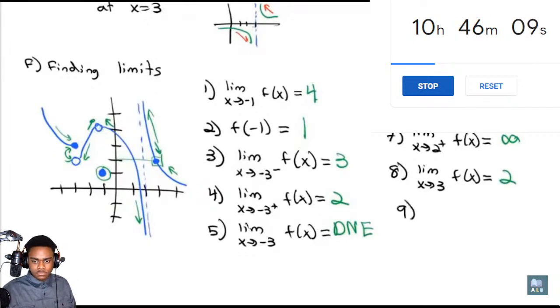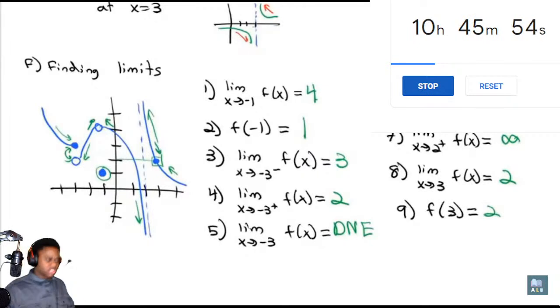And what you might also notice is the point that should be there actually is there. So we can also say that f of 3 is also equal to 2. And so when the limit and the point are equal to each other, that's significant to us. We say that means the graph is continuous at that point because the limit and the point are the same.